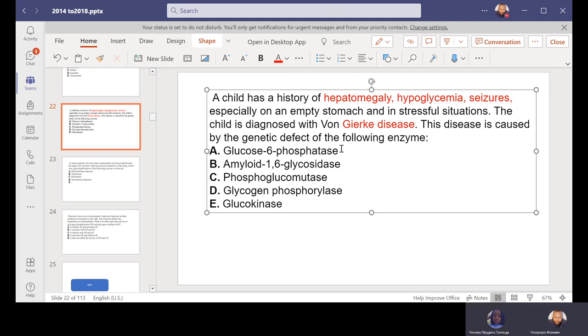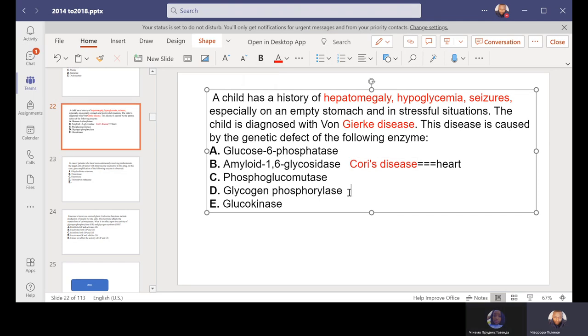All right, perfect. For glucose 6-phosphatase, we said it's von Gierke's disease. For amylo-1,6-glucosidase, the disease is known as Cori's disease. This one mainly affects the heart. Cori's disease. And then there is glycogen phosphorylase.